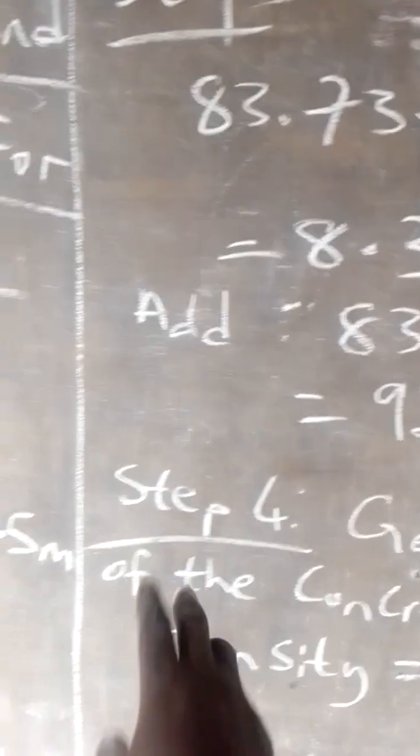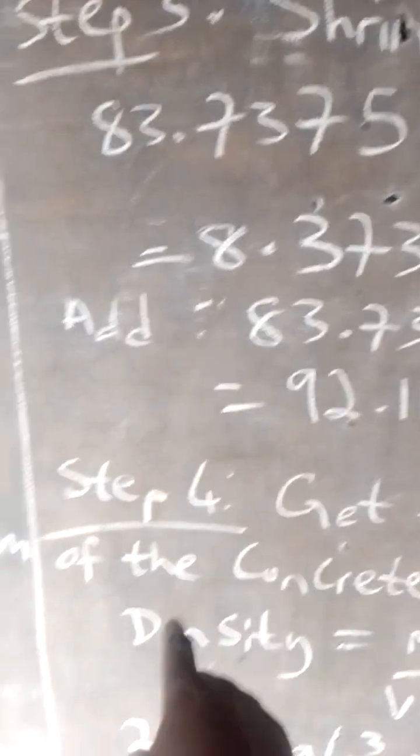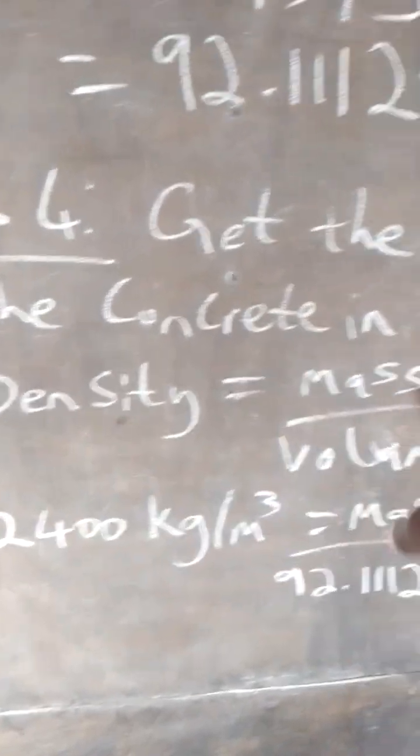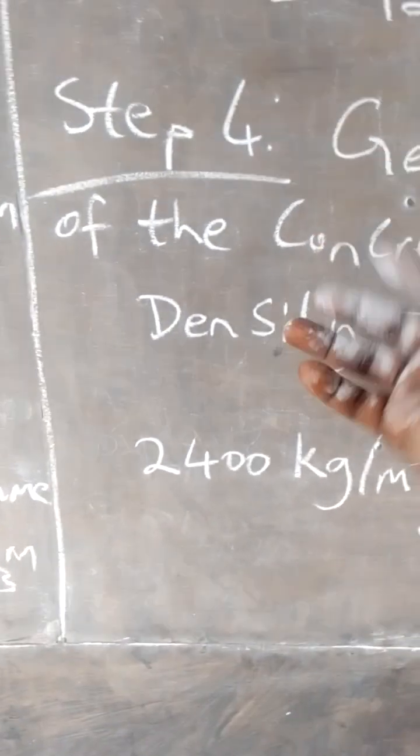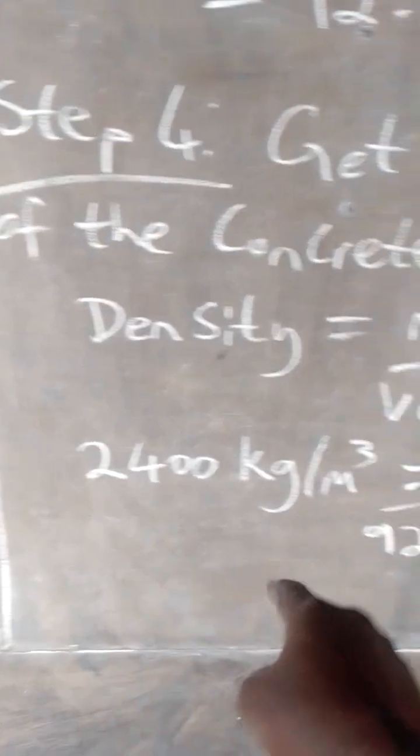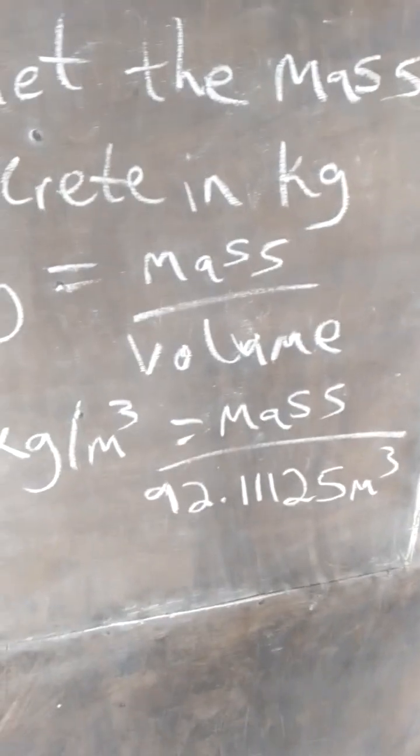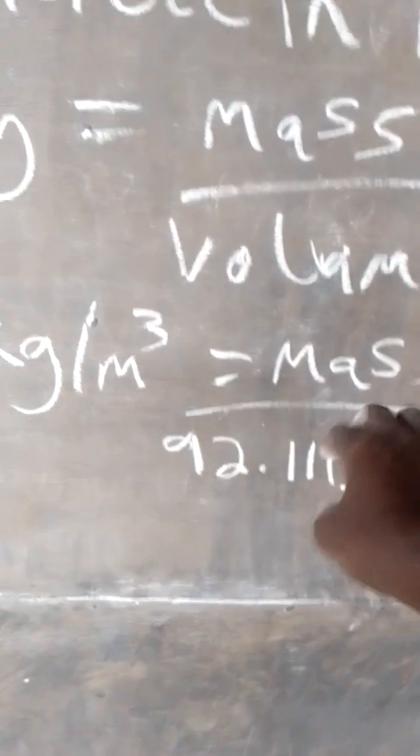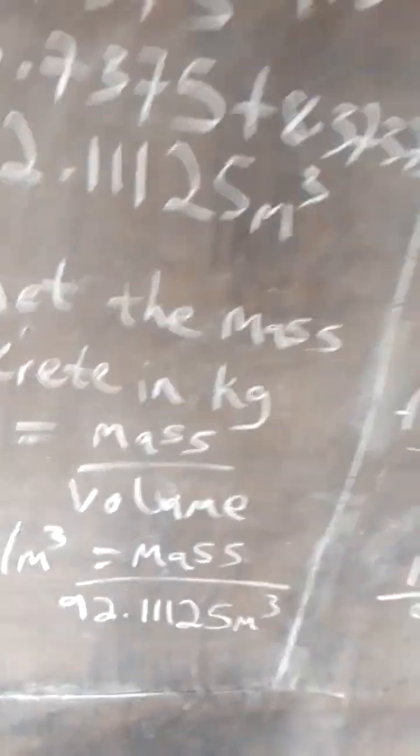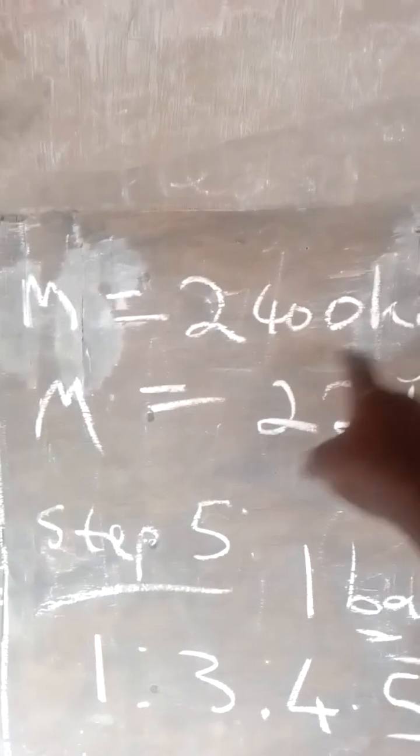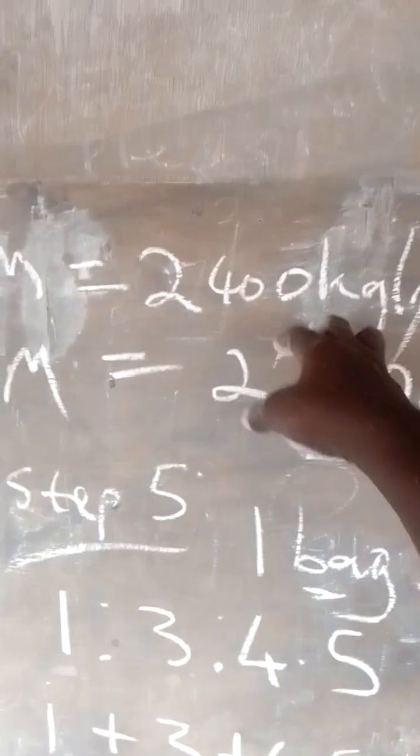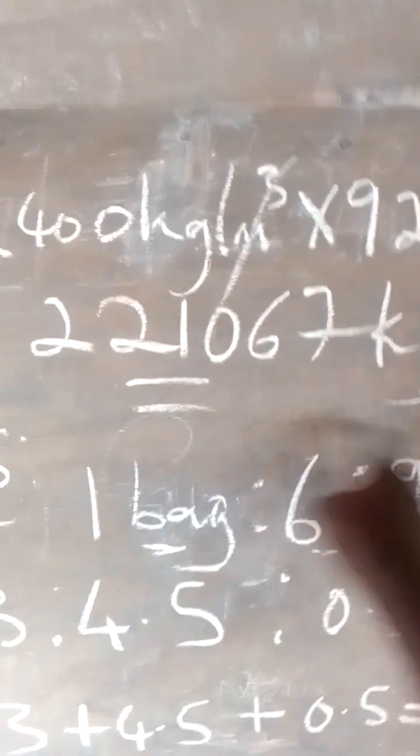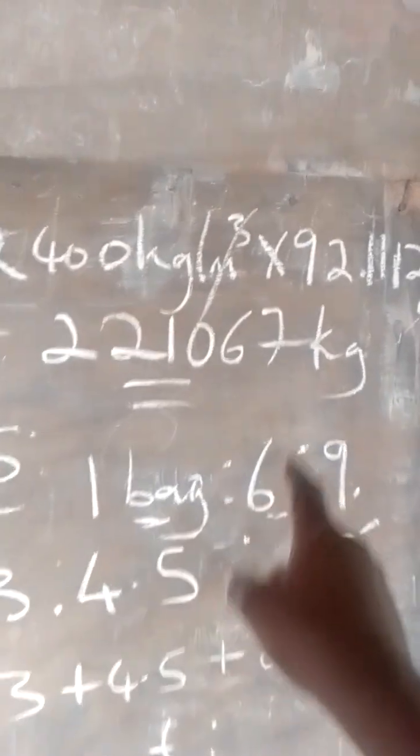92.11125 meter cube. Now step 4 is to get the mass of the concrete in kg, and we use this formula: density equals mass over volume. We know the density of concrete is 2,400 kg per meter cube. The mass is what we are looking for, and we already know the volume. Make the mass the subject of the formula, and here we got the mass. This is simply done with a calculator. This times this, cancel the unit, it's in kg. That is it, 221067 kg.